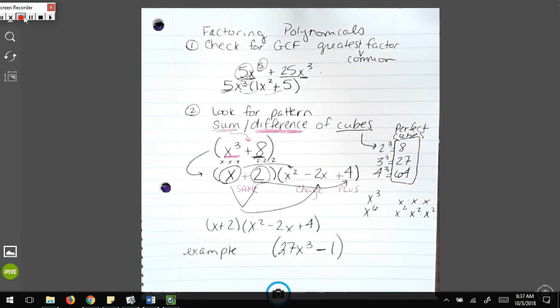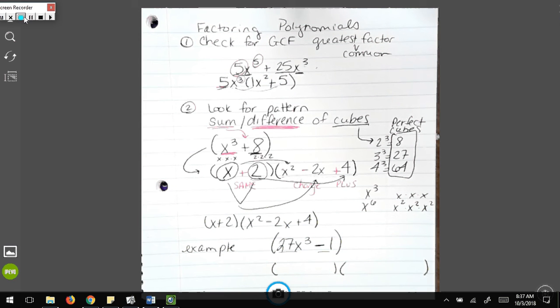Alright, so the first thing I look for is a GCF, and this one does not have a GCF because there's nothing I can divide both of these numbers by. So what I want to do is set up my parentheses, okay? So I got little parenthesis, big parenthesis.